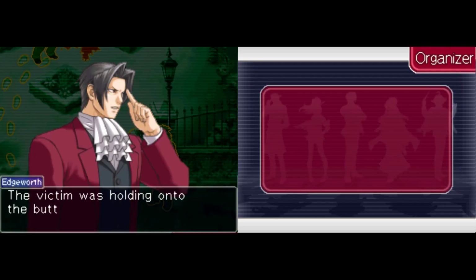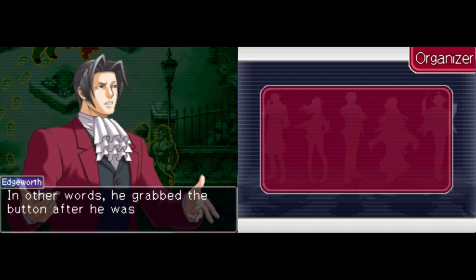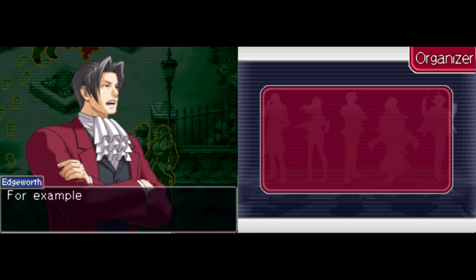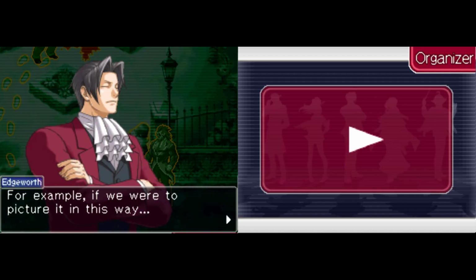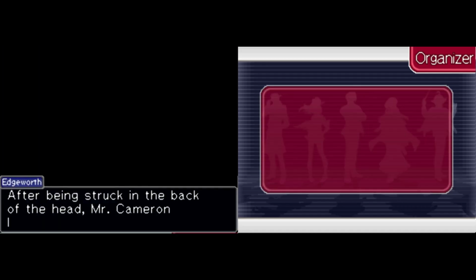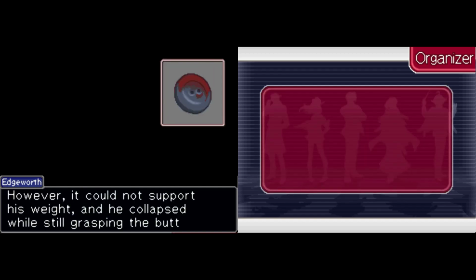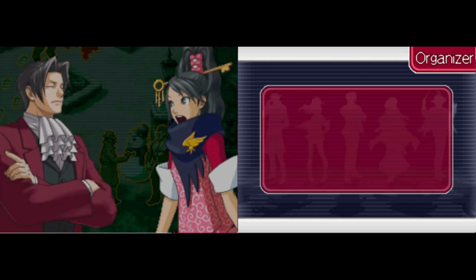The victim was holding on to the button. Furthermore, the button was stained with blood. In other words, he grabbed the button after he was attacked. For example, if we were to picture it in this way. After being struck in the back of the head, Mr. Cameron lost his balance. As he was falling, he reached out his hand towards the nearby snowman. However, it could not support his weight, and he collapsed while still grasping the button.